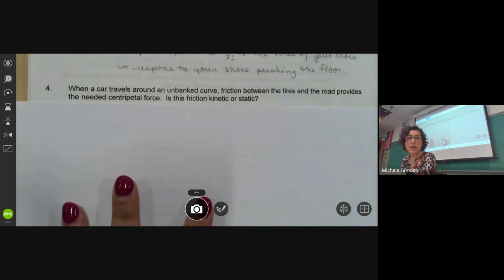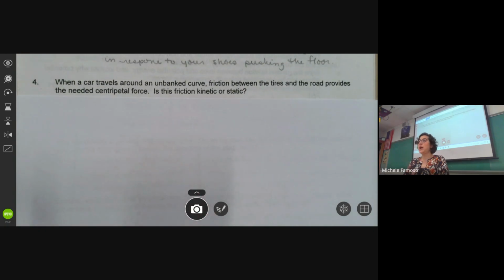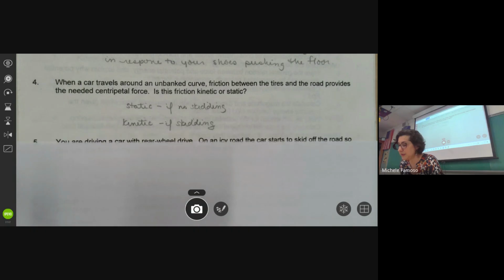Number 4, when a car travels around an unbanked curve, friction between the tires and the road provides the needed centripetal force. Is that friction kinetic or static? This was right out of yesterday's presentation as well. What type of friction is that, Ruben? Yeah, it's static. That's right. It's got to be static if you are not skidding. If you happen to be in a skid, you're not going to have control of the turn.